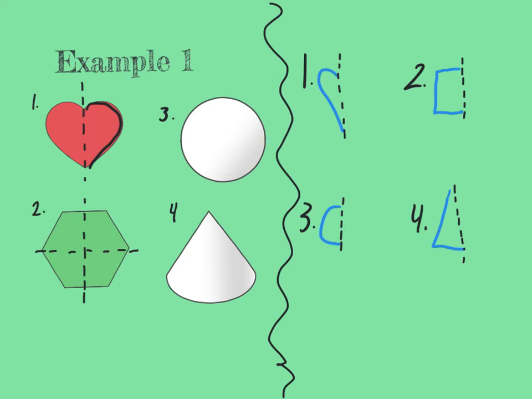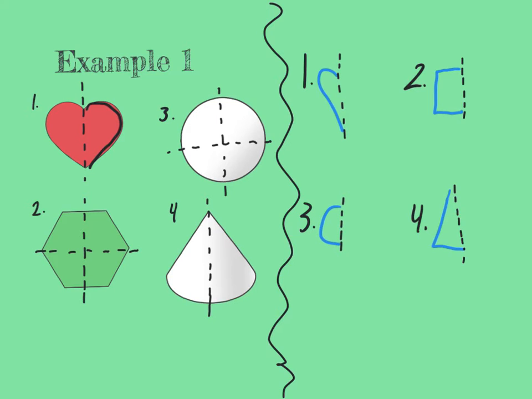For example 3, we have a circle, same kind of feature. Sorry, my lines are a little crooked, but you get the point. And a cone can only have one type of line of symmetry.